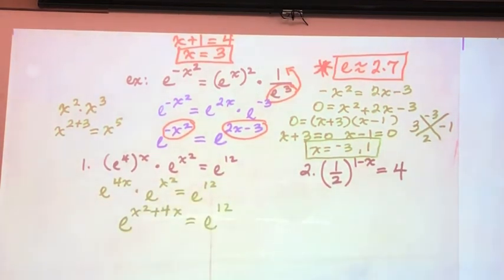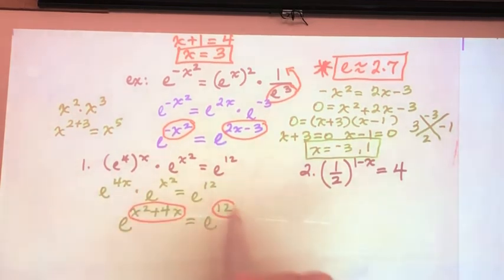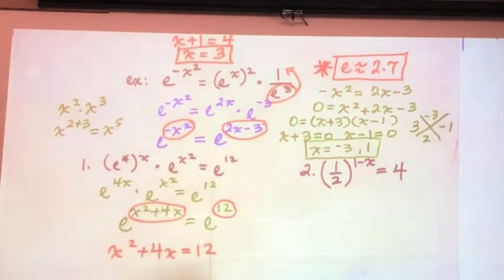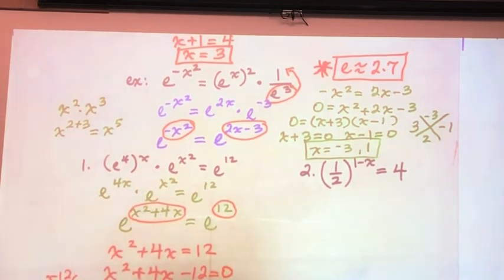Now that my bases are the same, I can ignore the bases, right? And I can look at these parts right here. So I have x squared plus 4x is equal to 12. I want to move this to the other side, so this side's equal to 0, so I can use factoring to solve it. And now I get negative 12 on top, 4 on the bottom. So if I do 6 and negative 2, that should work, right? x plus 6, x minus 2.